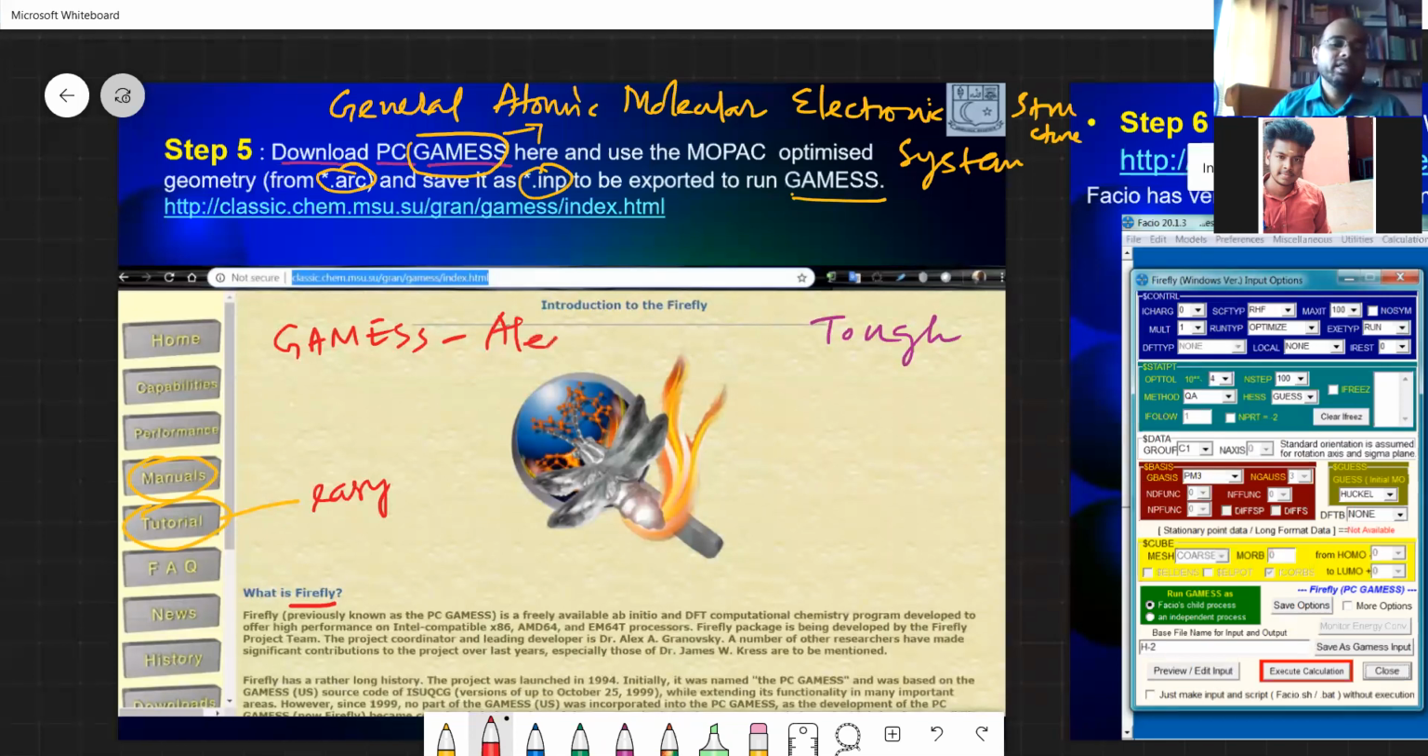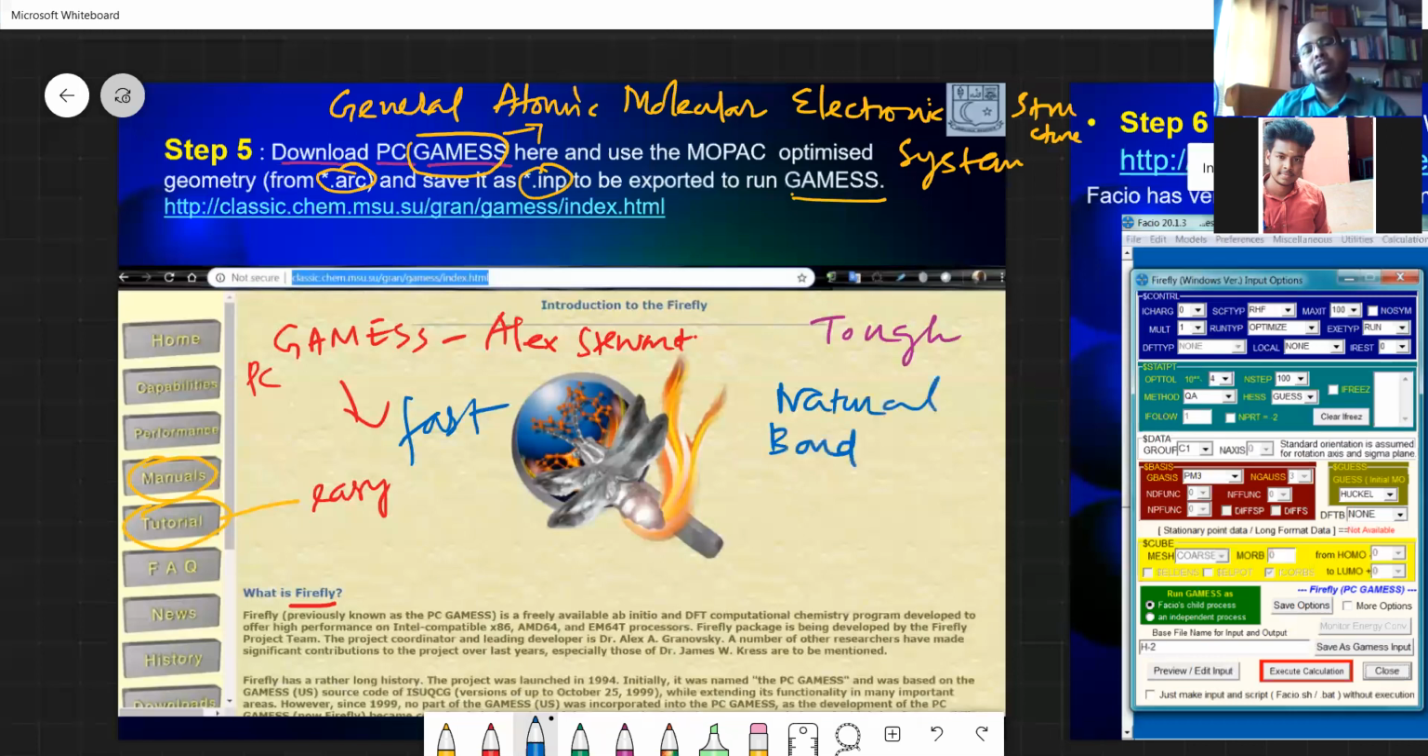But one person from Russia, Alex Stewart, has converted it into something called PC GAMES, and this is very, very fast. Calculations are very fast. The GAMES calculation computes the whole electronic structure of the system, prints out all the orbitals and the electrostatic potential, and gives you the Mulliken charges, Löwdin charges and natural bond orbital charges. The natural bond orbital is one of the widely used charges.